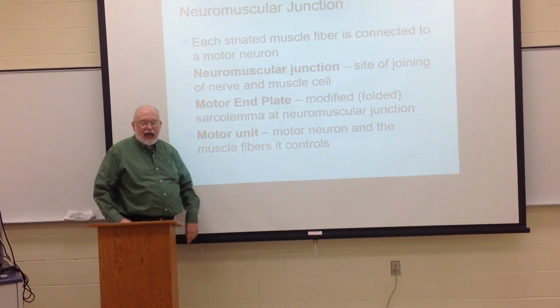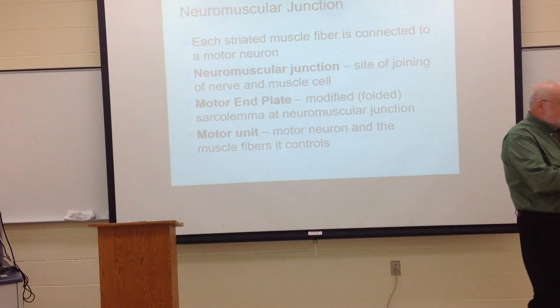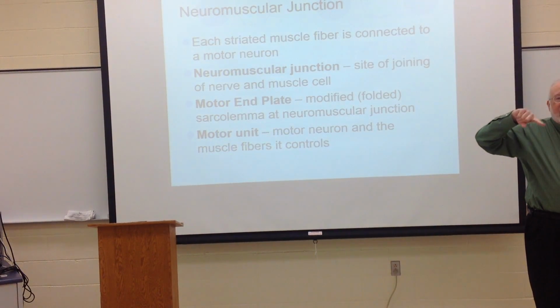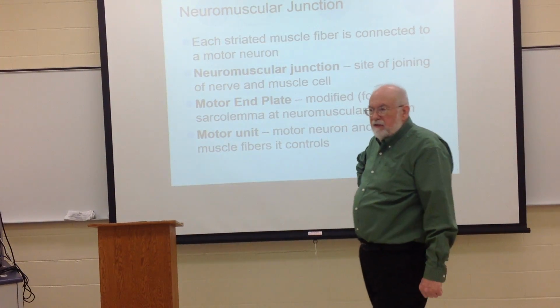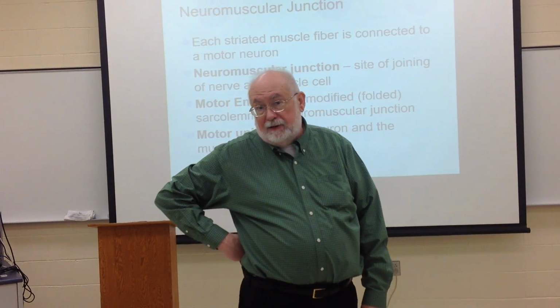Now, some other terms to add to your growing lexicon. Motor end plate. Well, that is actually on the muscle cell. What is it? The motor end plate is a modified sarcolemma, a modified membrane on the muscle, where the nerve connection occurs. How's it going to look? Well, it's going to be folded up. There are going to be folds or pleats in that membrane at that location. That folded up or pleated up membrane is what's called the motor end plate.